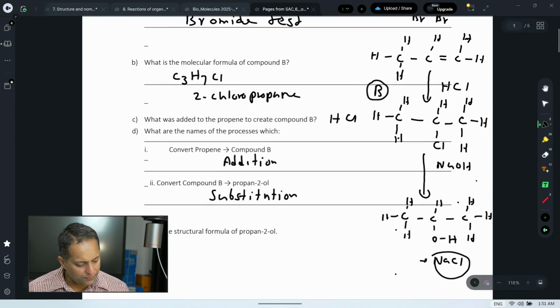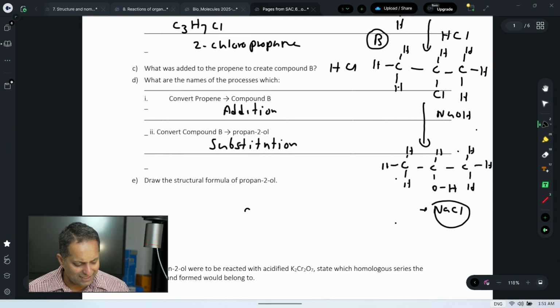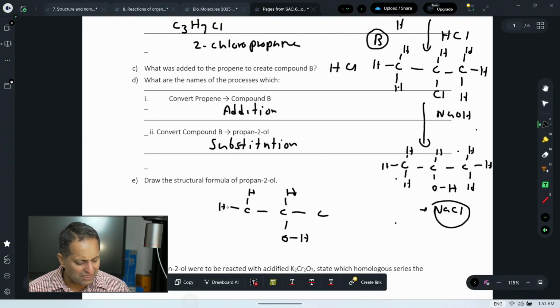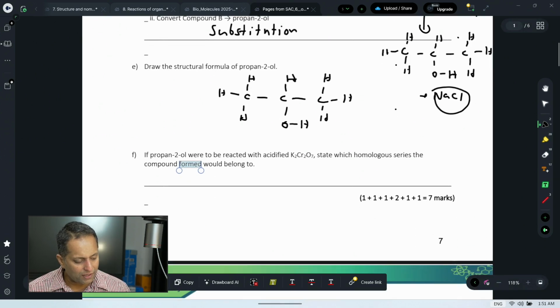That's substitution. Draw the structural formula. Oh, that is easy. I don't think you will get questions like that, man. Yeah, but what to do? If they give you a question like that, we have to do the question like that. We cannot do much about that, can we? No. Okay, propan-2-ol. Alright.